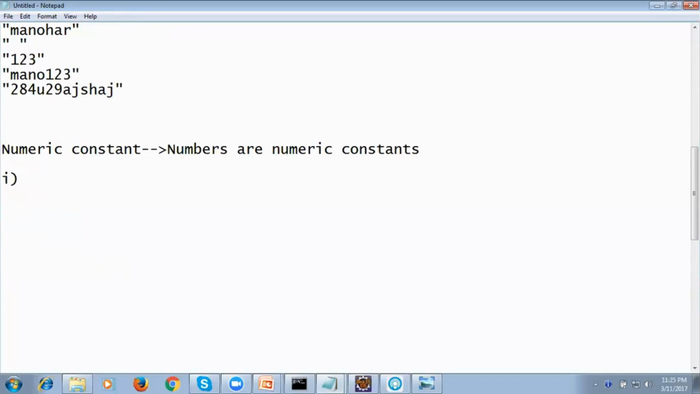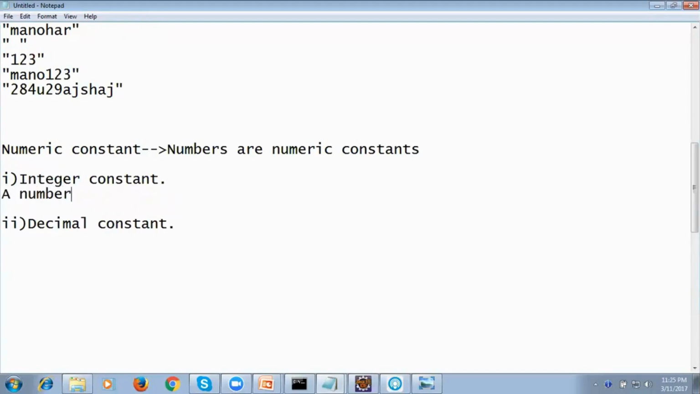And in programming, we have two types of numeric constants. The first one is integer constant, and the second one is decimal constant. So what is an integer constant and what is a decimal constant? Let us talk about that.